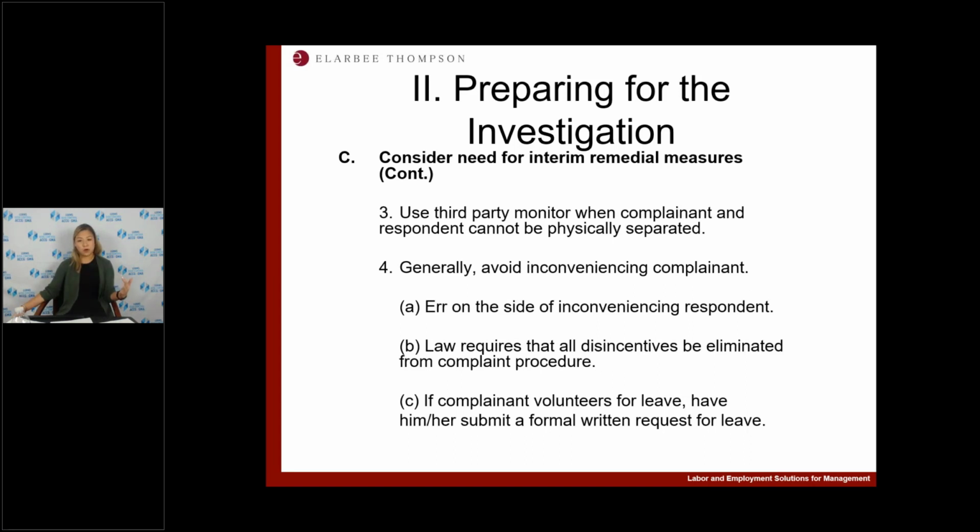And one thing to really consider is that if you are going to take some measures and someone is going to be inconvenienced, someone is going to have their shift changed, it should be the respondent, not the complainant, because here you have retaliation concerns. If you switch someone from a day shift to a night shift, they could allege that that is retaliation against them for filing their complaint. All right.